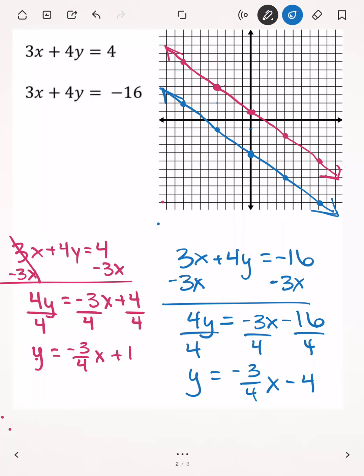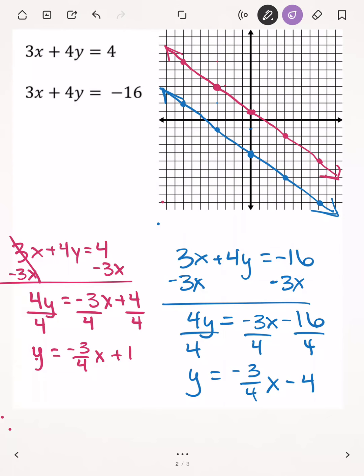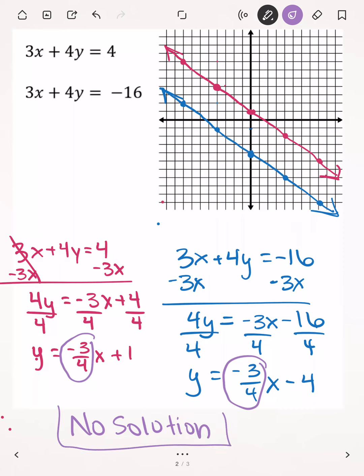Looking at these two lines, I noticed that they are parallel. And we know that parallel lines never intersect. I also could have told you they were parallel because they have the same slope right here. When we have two parallel lines, that means there is no solution because the two lines will never intersect. So that would be my answer: no solution.